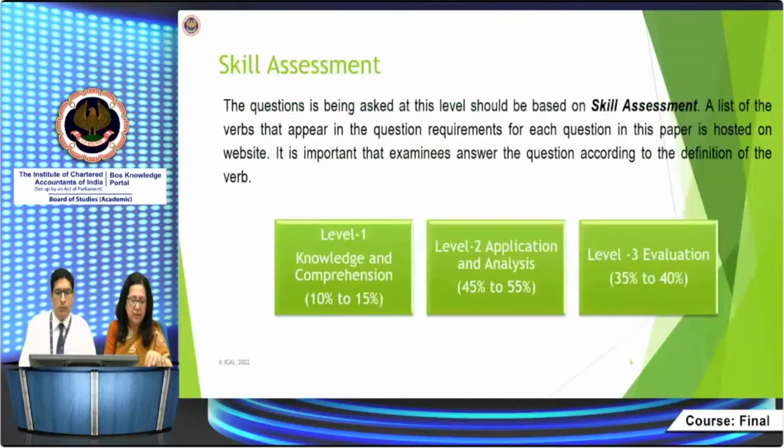Then I come to the skill wise assessment. Students, at this level, you need to know that there are three levels of skill assessment. Level 1 is knowledge and comprehension, which has a weightage of 10% to 15%. Level 2 is application and analysis, with a weightage of 45% to 55%. Then comes Level 3, evaluation and synthesis skills. Very important. That is what you will use when you take the decision. Your evaluative and synthesis skills have a weightage of 35% to 40%.